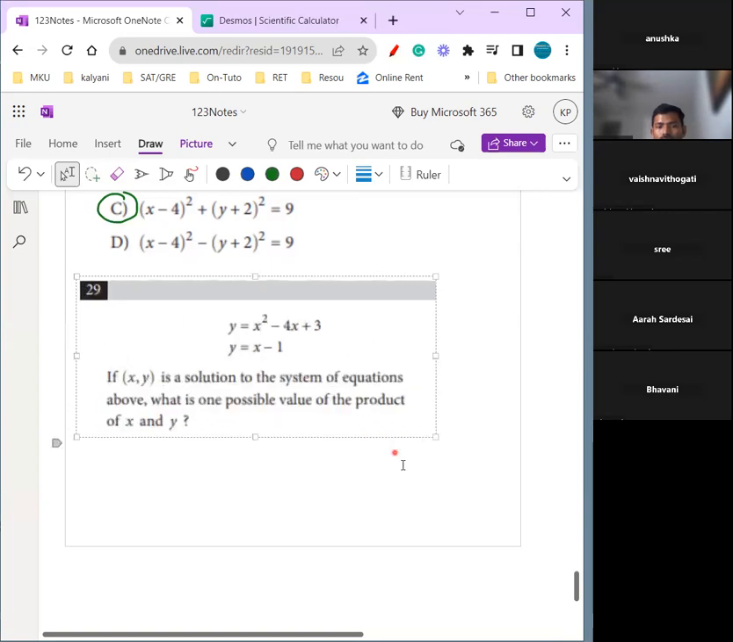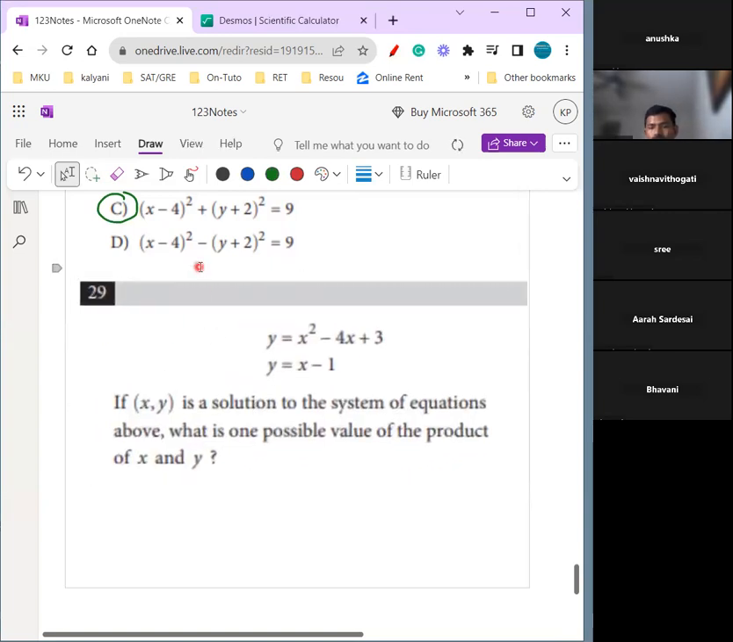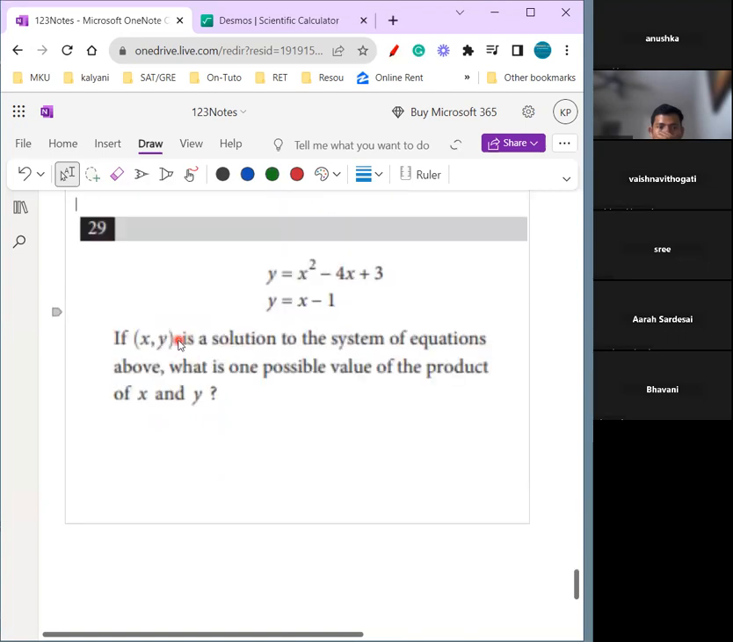Srihan, can you please read this one for us? If (x, y) is a solution to the system of equations above, what is one possible value of the product of x and y? Okay, let's give it a try. Just a little bit of a level 4 question that I want to go over with you guys.